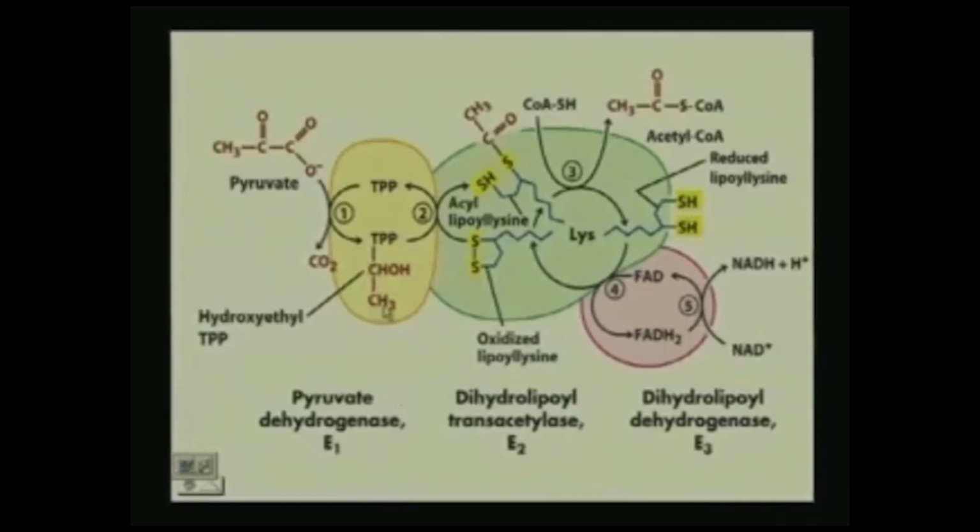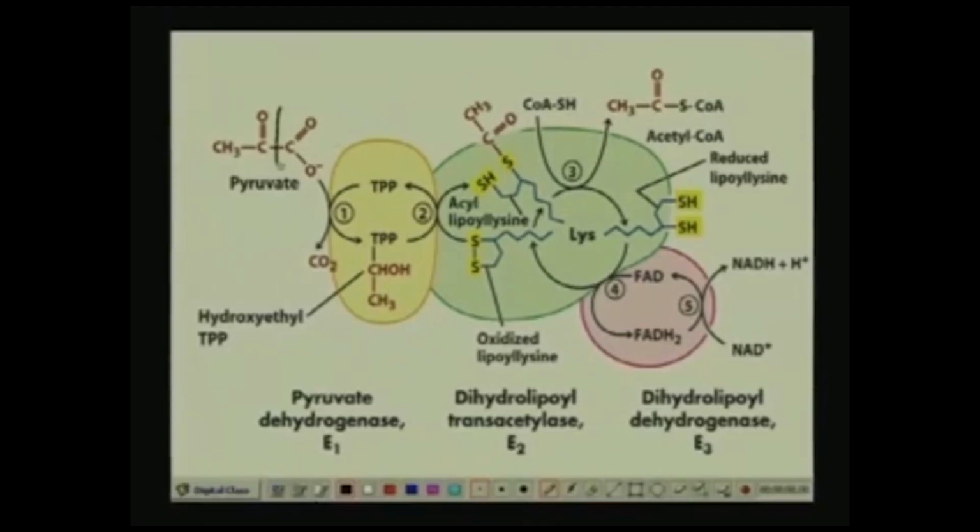The yellow one here is E1, this green one is E2, and the pink one here is E3. What the first step, as we saw, is we have the TPP. The TPP, let's just get this so that I show you. Okay. So here we have the loss of this carbon dioxide. Okay, this is carbon dioxide, which is coming off here, right? We have now an acyl part.